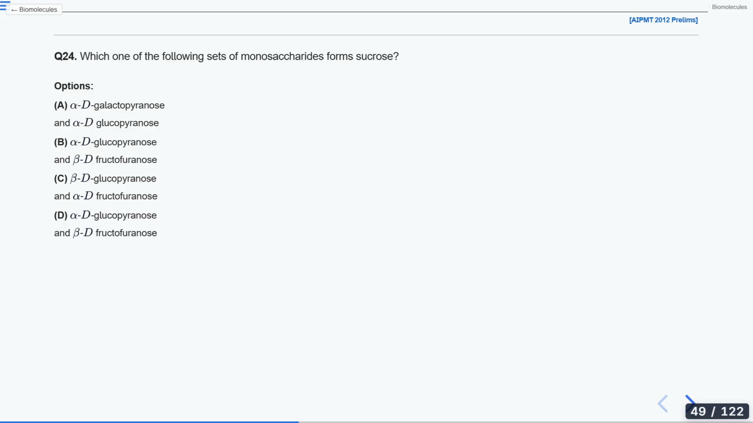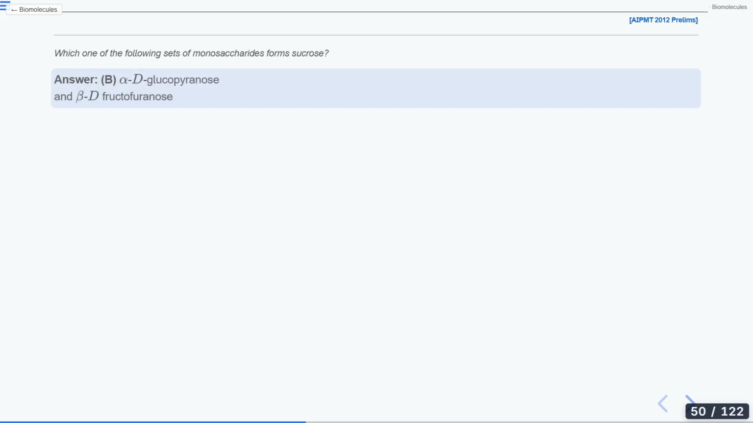Selvi is telling D, Vivo is telling D, Surbi is telling B, Logasri is telling that B is the correct answer. We know that sucrose has alpha-D-glucose and beta-D-fructose, but there is another name for it. Glucose is similar to pyran, so we also name it alpha-D-glucopyranose, whereas fructose is similar to furan, so we name it beta-D-fructofuranose. So the correct answer would be B, alpha-D-glucopyranose and beta-D-fructofuranose.